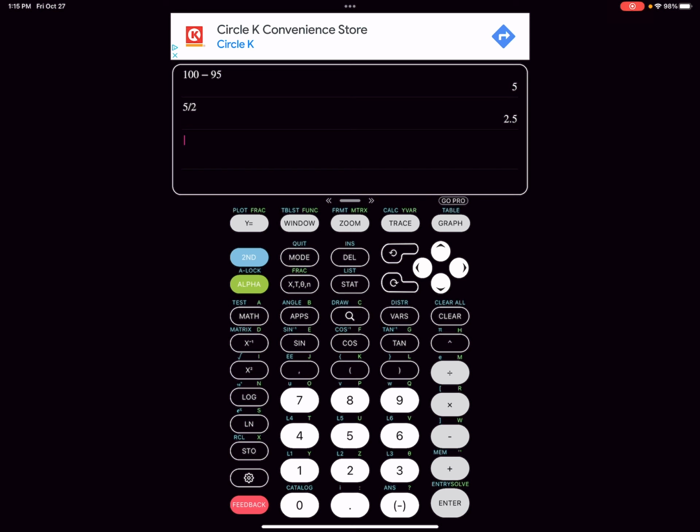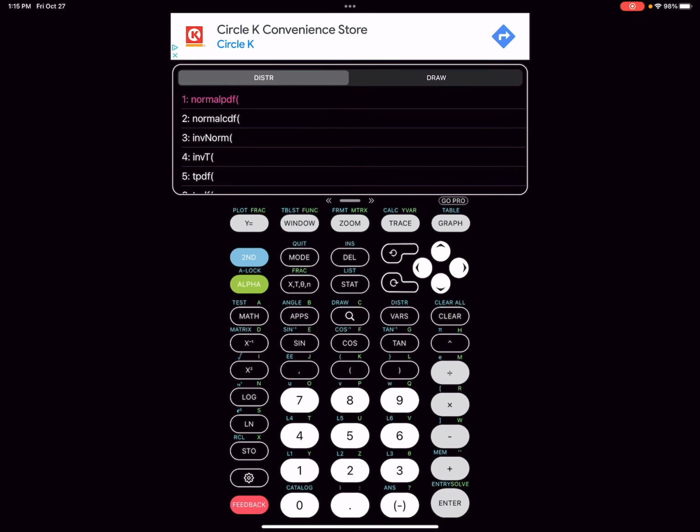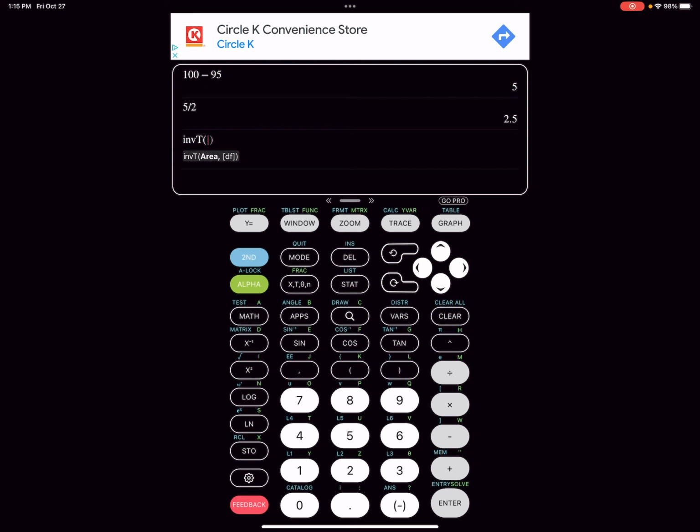So I need to do the inverse t. So I would hit second vars, and then you're going to pick number 4. And it's saying, what's the area? If you put 0.025, it's going to give you a negative because it thinks it's the lower 2.5%.